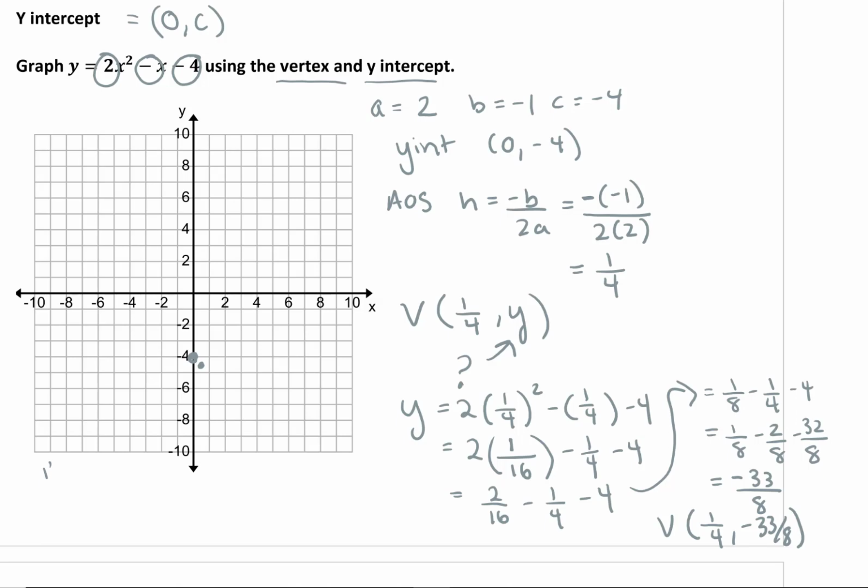Then we just want to make sure that it opens up. Right now, we're not going to focus on any other key features. We will be learning how to find those x-intercepts at another time. At this point in time, we just want to make sure that we have the vertex and the y-intercept and that it's opening in the right direction. How I knew that it was opening up is that our a value is positive, and since our a value is positive, that means that there's no reflection, which would make it open down.